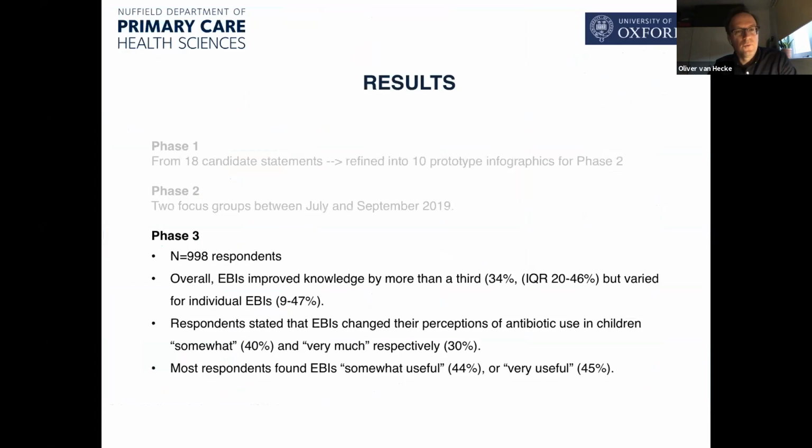And on to phase 3, where we sent out the survey to a fairly large number of parents of young children across the UK using a survey platform. And here we found that across the board, EBIs improved knowledge by more than 1/3, but obviously there was variation between the individual EBIs. And you can see that a vast majority of respondents also said that the EBIs would potentially change their perceptions about antibiotic use, and that most respondents found these EBIs very useful or useful.